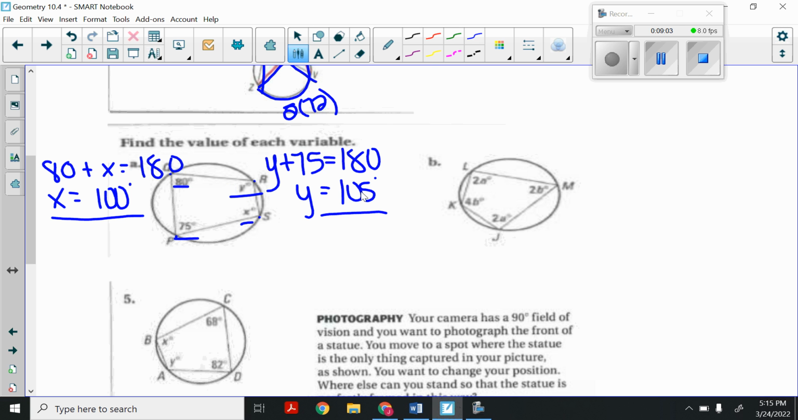Come over here to B. Again, I have this quadrilateral, looks like a kite, inscribed. So I know my opposite angles, so 2A and 2A are opposite. So they have to be supplementary. So 2A plus 2A has to equal 180. So then I get 4A is equal to 180. And so A is equal to 45.